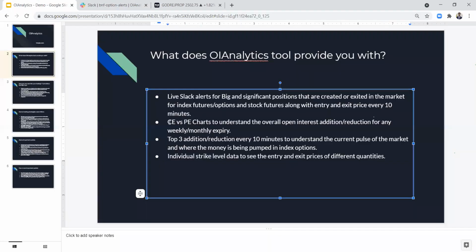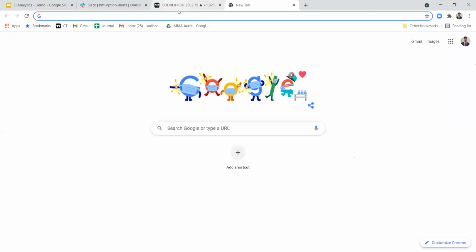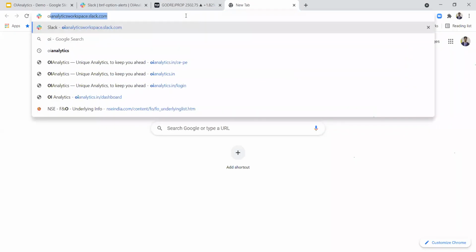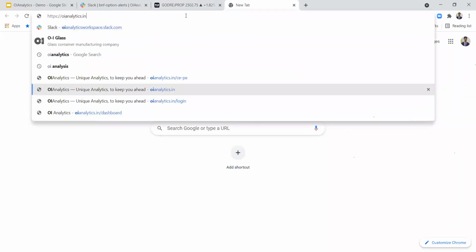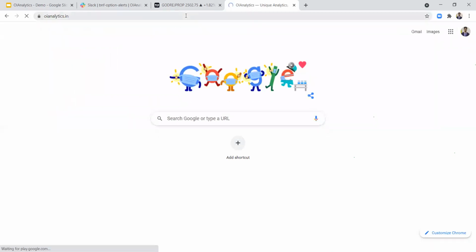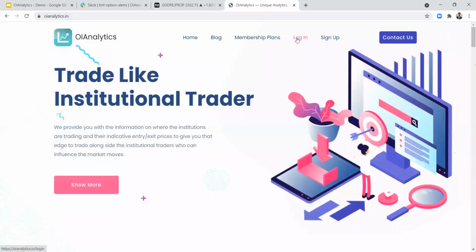And the next thing is we have CE versus PE charts to understand the overall open interest addition or reduction, right? So that we will see. Guys, please mute your mics. Again, I'm telling, otherwise I'll remove whoever is doing that from the room, because it creates disturbance for others. Please consider and mute your mics.